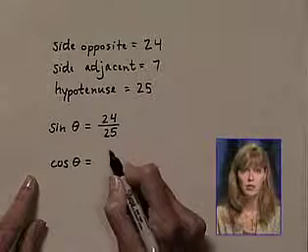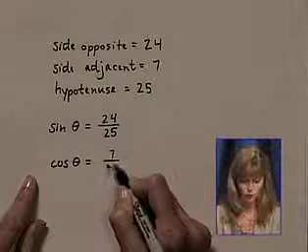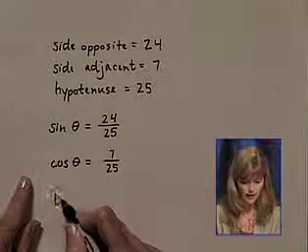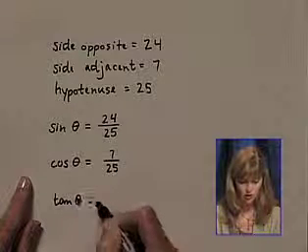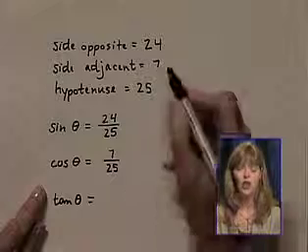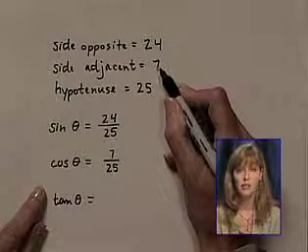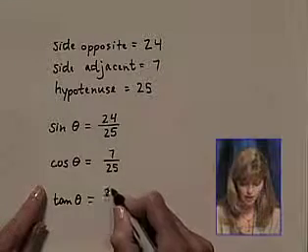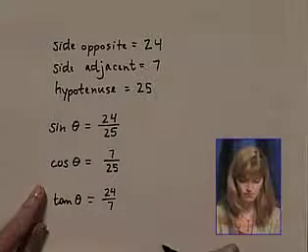That will give us a value of 7 over 25. To find the tangent, we're going to take the side opposite and divide by the side adjacent, giving us a fraction 24/7.